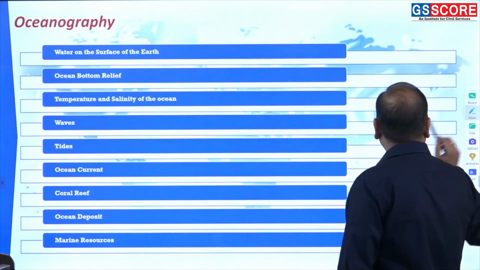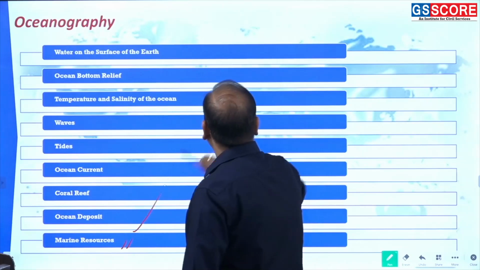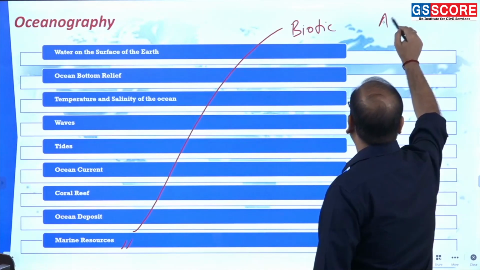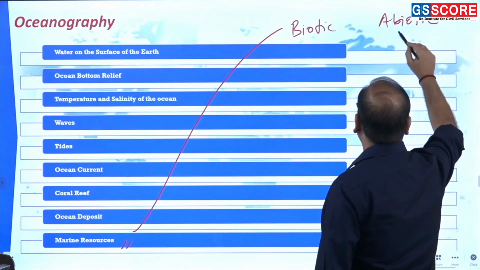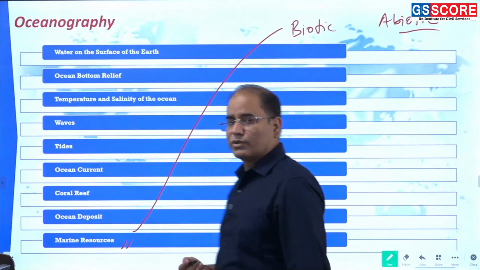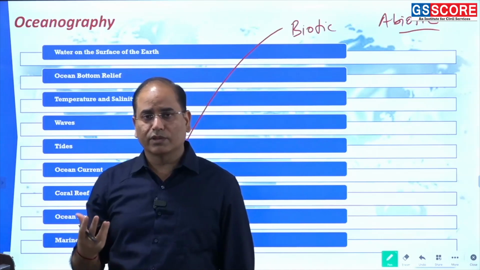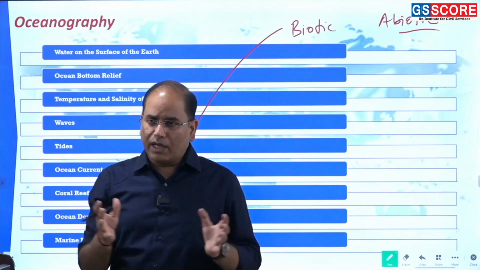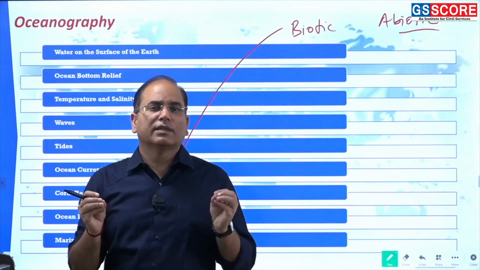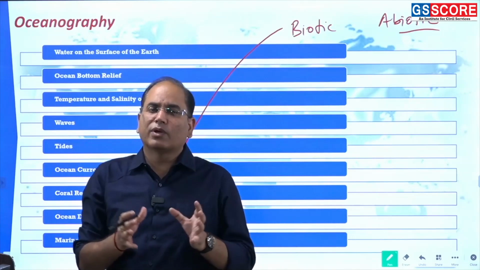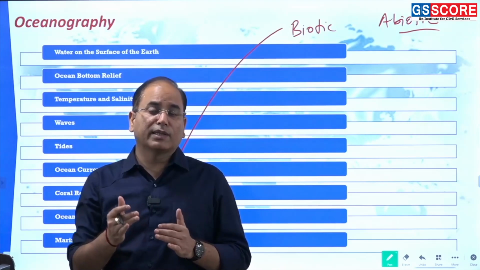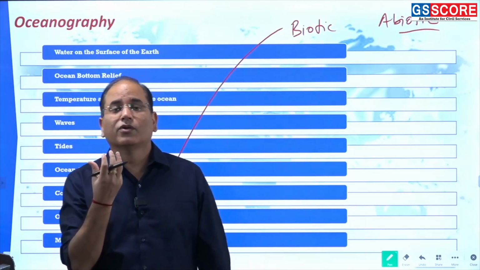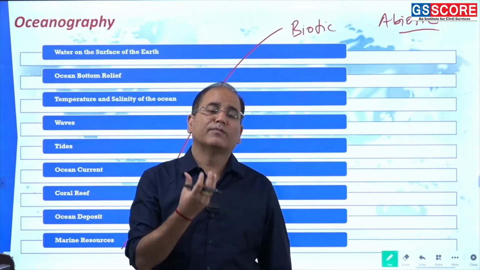Similarly, we have the last topic, that is the marine resources. In marine resources, we have biotic resources and we have abiotic resources. Abiotic resources are mostly present in the nodule form, which is being extracted from the ocean surface. So, as far as deposits and resources are concerned, these are more or less very much synced up, other than the deposits which are present in the form of oozes, in the mud form.